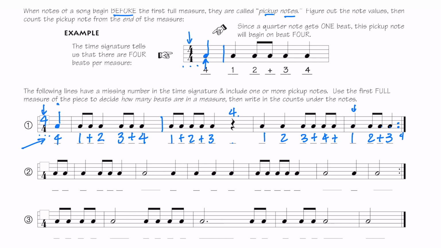Number 2, again, we don't know how many counts are in a measure, so let's do our first full measure first. 1, 2, and 3, bar line, which means this is 3. Now, 2 eighth notes here is 1 count. So that will have to start on the last count of the measure, which is 3 and. 3 and 1, 2 and 3. So if I'm counting you off as a band director, I would say 1, 2, and then you would play on 3 and 1, 2 and 3. So that's how the pickup notes work.